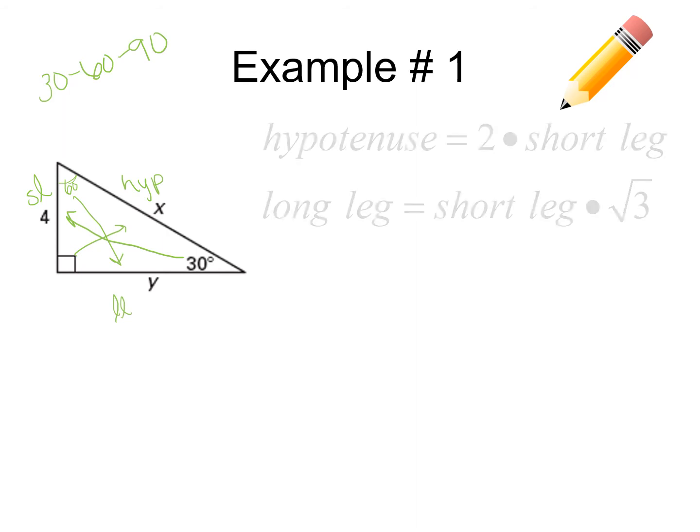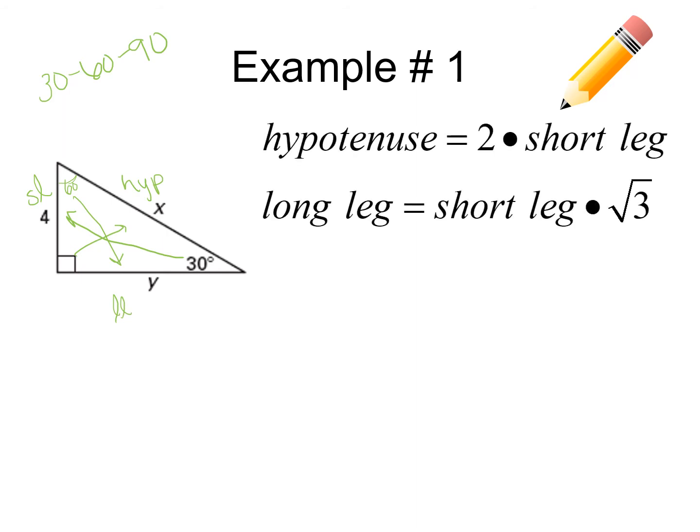So now comes into play those 2 equations that we're going to have to memorize. So in this one, we're given our short leg. So this one, we can use either or. So if we wanted to solve for my hypotenuse first, we're going to want to use the top one. And from there, we're just going to fill in what we know when I look at that equation. So hypotenuse x equals 2 times my short leg, which is 4. So when I solve that, x is going to equal 8. So we just figured out that the hypotenuse in this triangle would be 8.